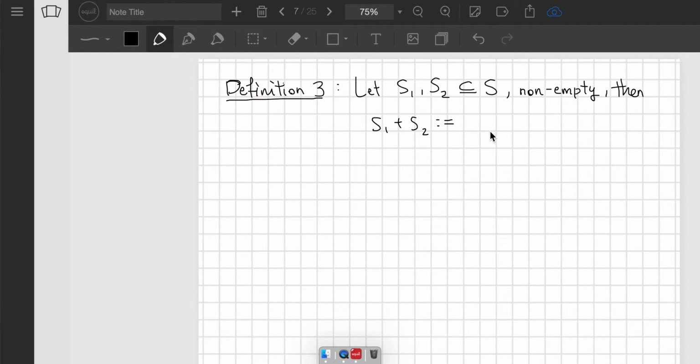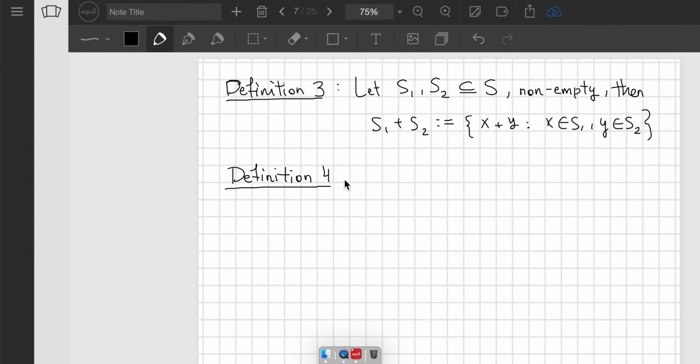This is defined to be the set of elements x plus y, where x belongs to S1 and y belongs to S2. So it is the set of all the sums of the elements in S1 and the elements of S2. We can now use this definition, because Definition 4 is where we define the direct sum of two vector subspaces.